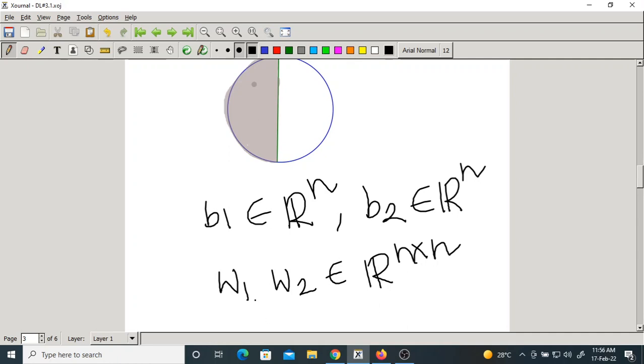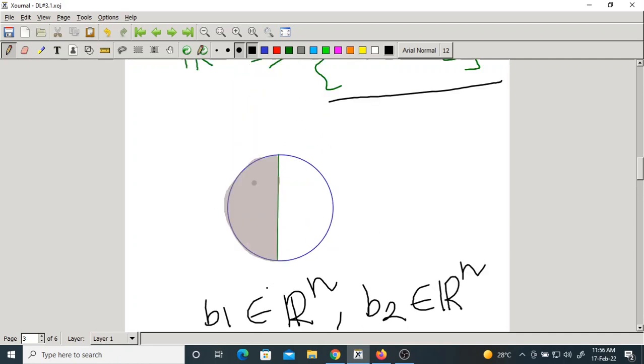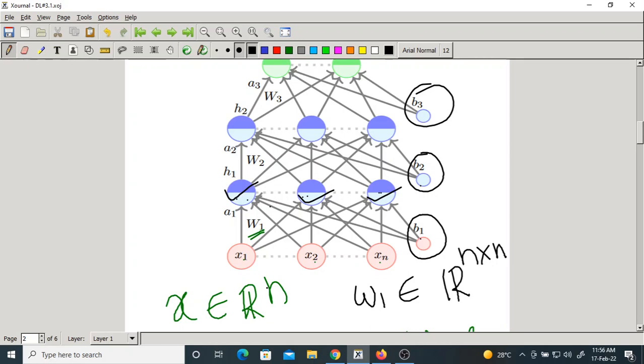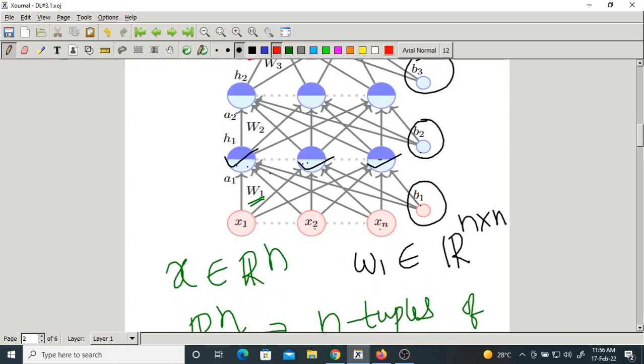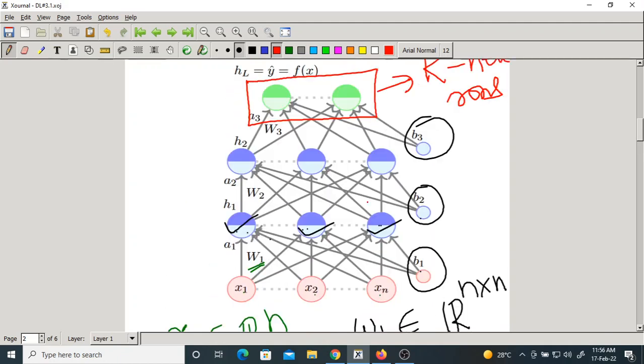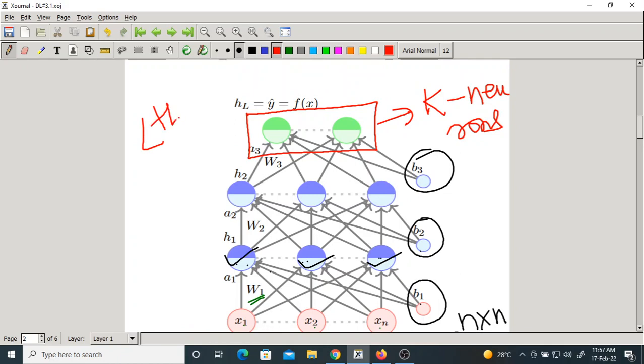W1, W2. These are the weights and the biases. Now, I forgot to tell you one more thing: in the output layer we have only k neurons, not n neurons. In the input we have n inputs. In the hidden layers we have n neurons in each hidden layer, but in the output layer, that is the third layer, we have k neurons, not n neurons.